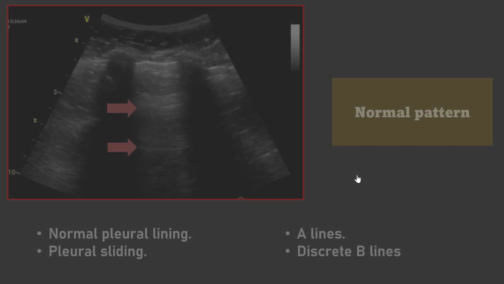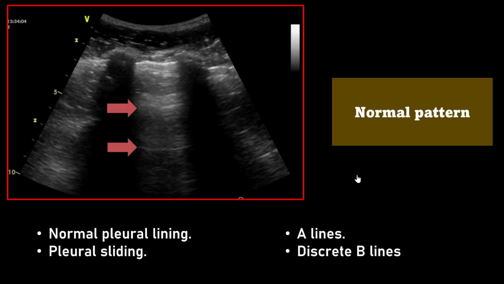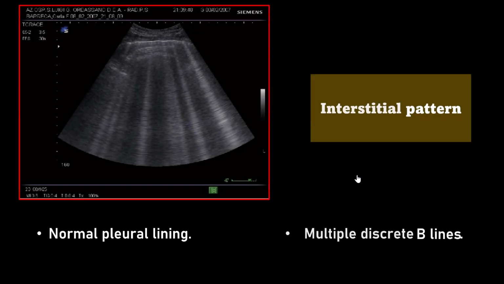Lung ultrasound patterns: we can use these signs to make a diagnosis. You can see here, this is a pleural lining, these are A lines. Maybe there are discrete B lines, less than 2, and there is pleural sliding. This is a normal pattern.